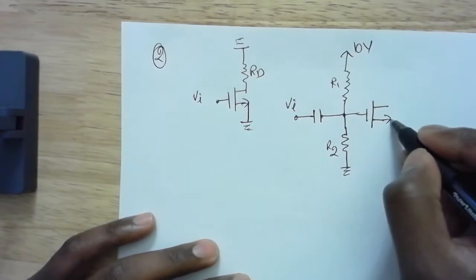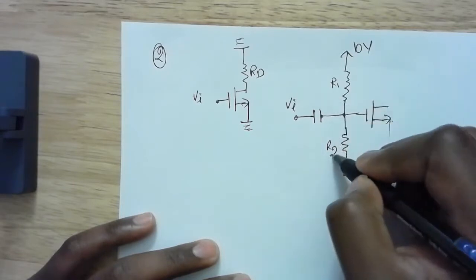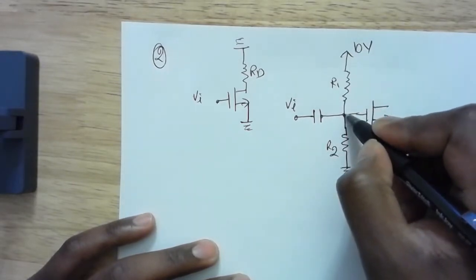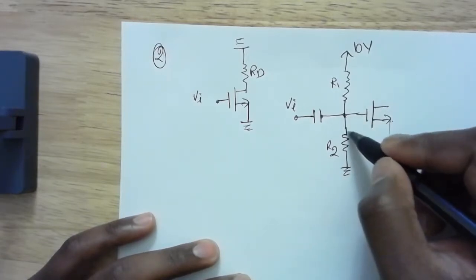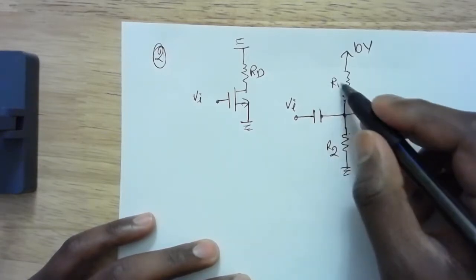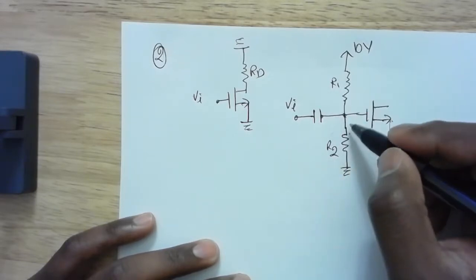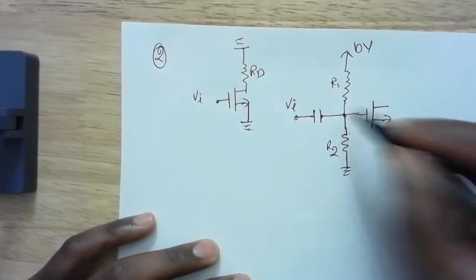Now if I ground the source, then all I have to make sure is I set R1 and R2 such that this voltage is equal to VGS, which is 2.14. So if I make R2 small compared to R1 in such a ratio, I can choose the ratio to make this 2.14.